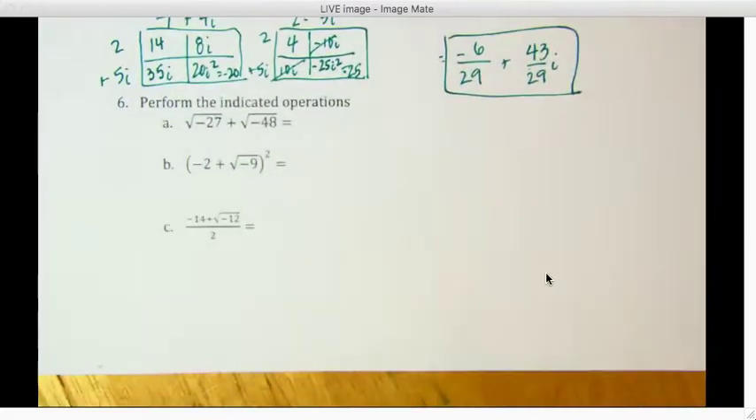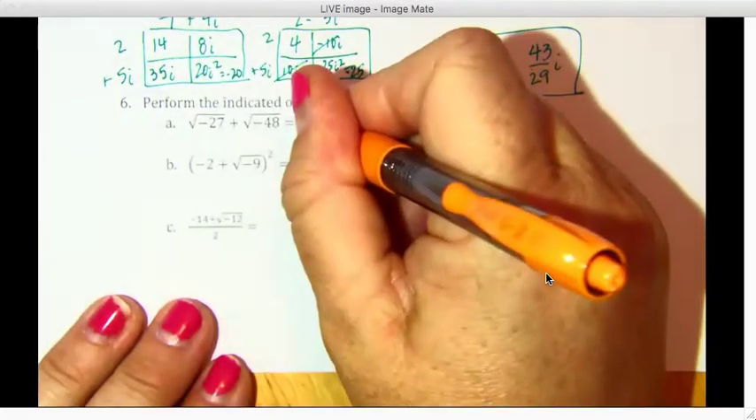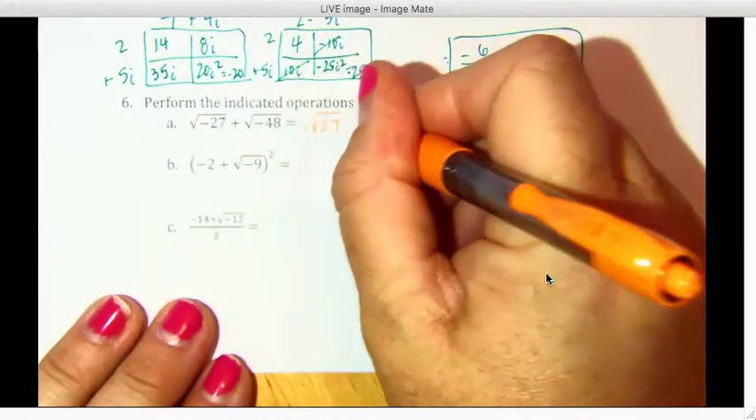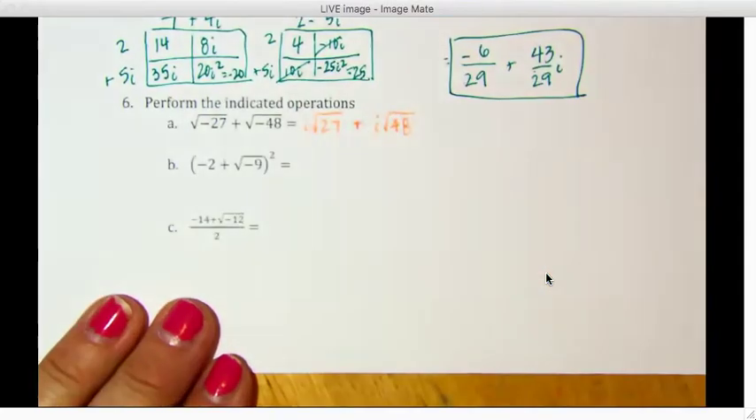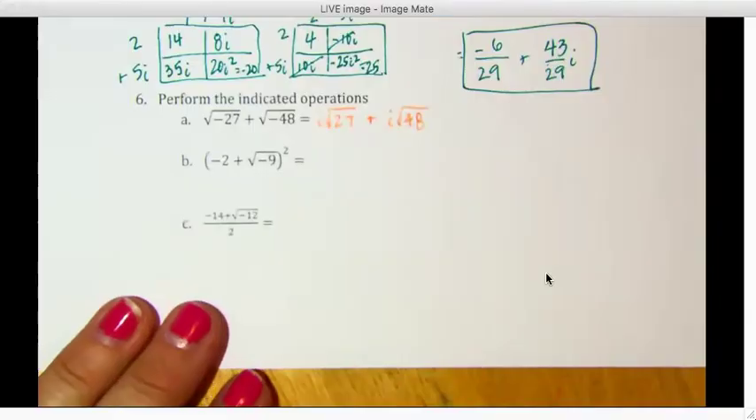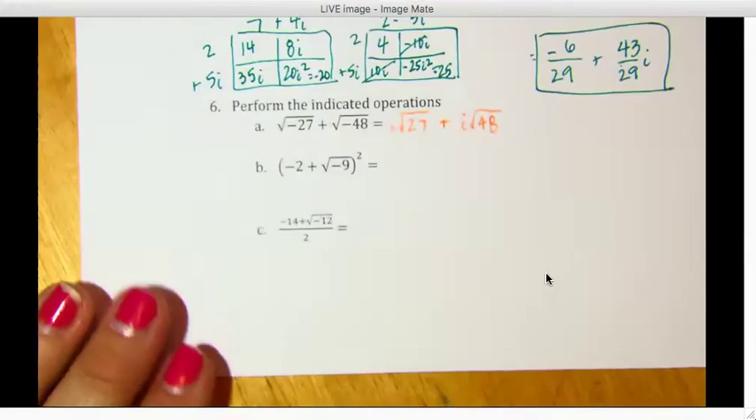All right, looking at the next examples here, I have the square root of negative 27 and the square root of negative 48. So first thing I need to do before I can do anything else is pull the i's out of here. So I can rewrite this as i square root 27 plus i square root 48. And we need to pull out as much from the square roots as possible.